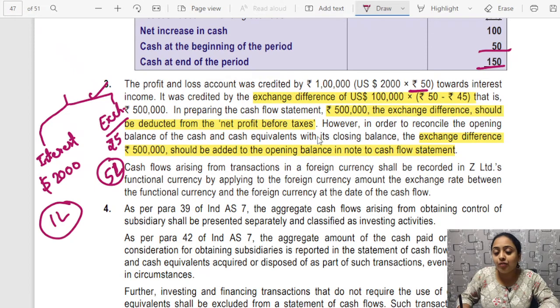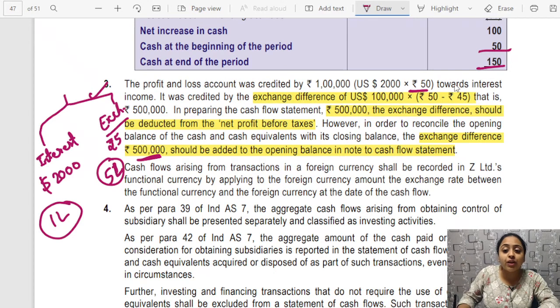This is deducted from the net profit before taxes. However, in order to reconcile the opening balance of cash and cash equivalents, you have to show this exchange difference of rupees 5 lakh in this CCE portion. In the notes to the cash flow statement, cash flow arising from transactions in foreign currency should be recorded in Z Limited's functional currency by applying to the foreign currency amount the exchange rate between the functional currency and the foreign currency at the date of the cash flow.